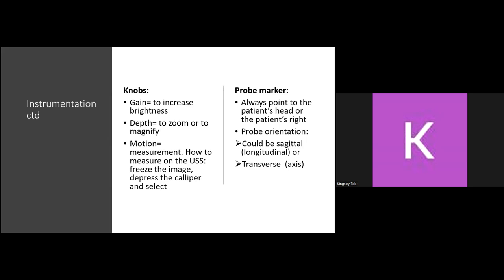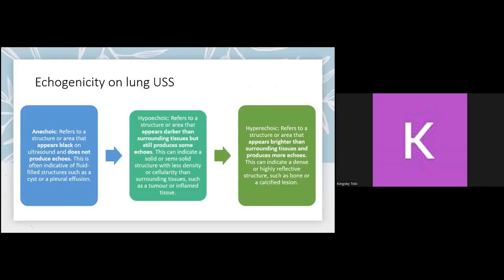All right, probe orientation and probe marker are important. In most lung ultrasound, the probe marker is usually pointed to the head of the patient or to the right. And don't forget your probe orientation, which could be longitudinal or transverse. Just a mention of echogenicity: when we're talking about an image, it is anechoic, hypoechoic, or hyperechoic.